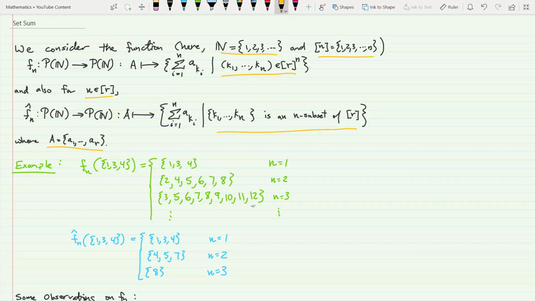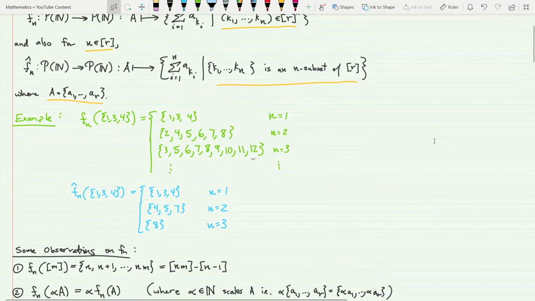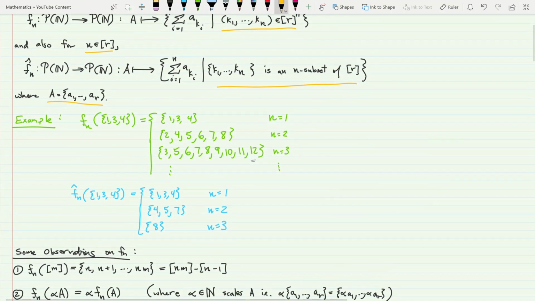And in that second case, we're just ranging through all n-subsets of indices. So we're taking all combinations. Let's look at an example. If we start with the set 1, 3, 4, n equals 1 is going to be the set of sums of length 1, so it's just the set itself.